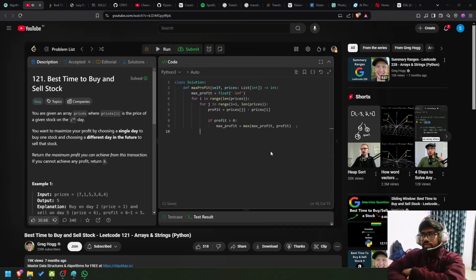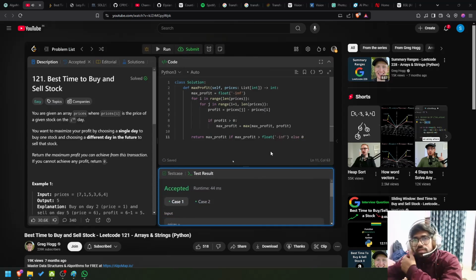So if we look at all of these, you can almost just return your max profit, except it still could be the float of negative infinity, basically meaning that you did not find any profit. So we'll return max profit if the max profit is greater than the float of negative infinity. Otherwise, you just want to set it to 0, meaning we didn't find any profit. So we can run that, and that is going to work.